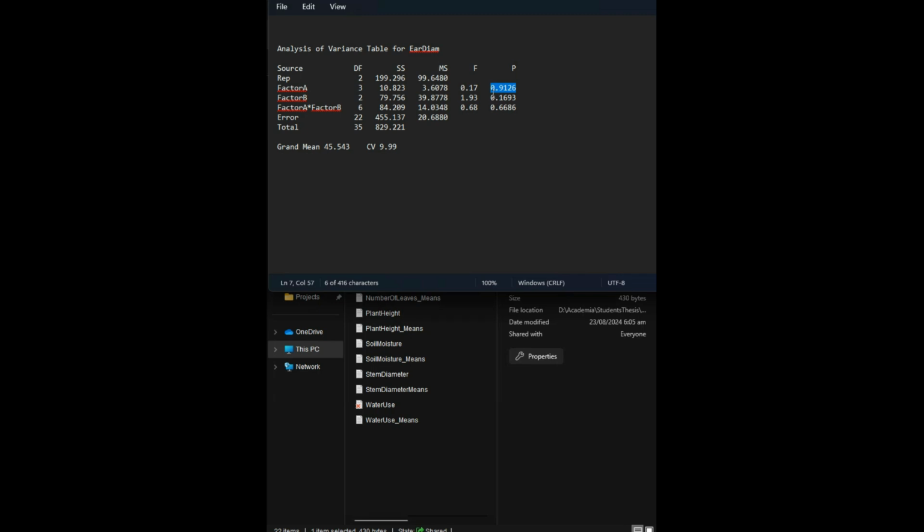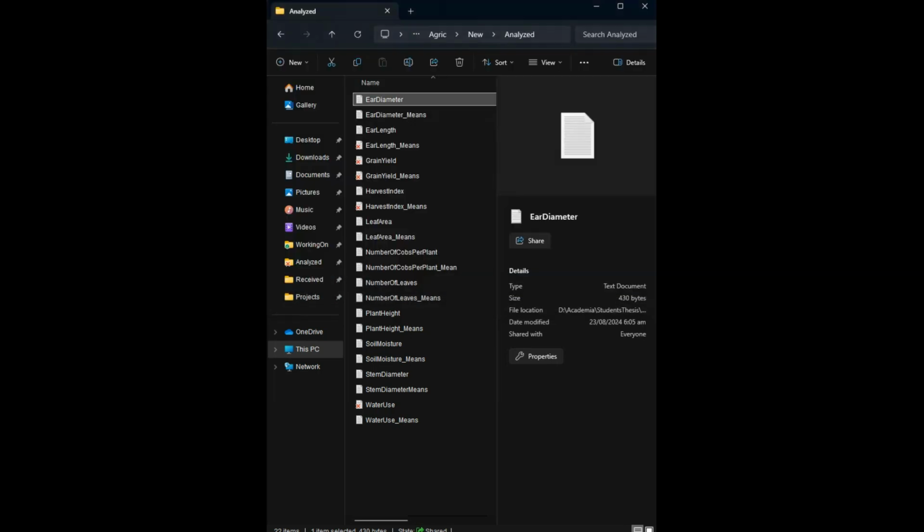So looking at this, for ear diameter, all your factors were not significant because this one, which is factor A, is higher than the 0.05 figure that we are talking about. Factor B is higher than 0.05, and the interaction, A and B, is also higher than 0.05. Let me actually see your factors itself, the explanation of your factors, and see something.